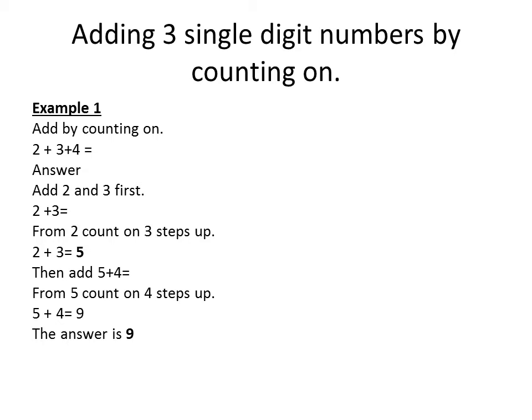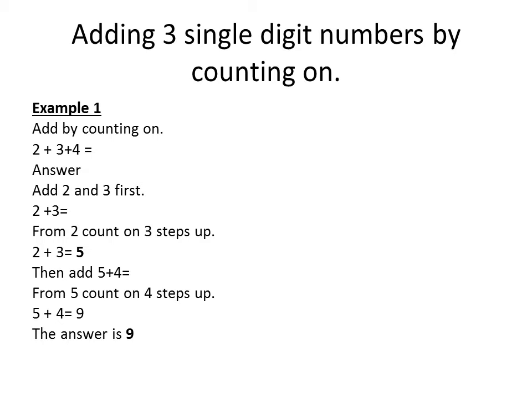Now, this one just means from 2. 2 is here. We are adding 2 plus 3 first. You already have 2, then count on 3 steps up. You take the 3 and add to 2. What do you get? When you add 2 plus 3, you get 5.